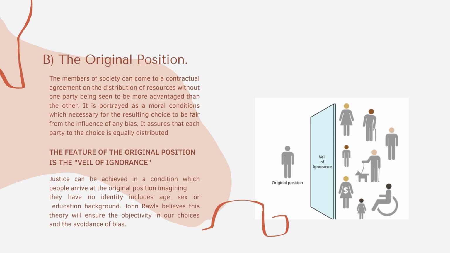Based on the diagram given, justice can be achieved in a condition in which people arrive at the original position imagining they have no identity regarding age, sex, or ethnicity, even education or other characteristics, because no one would know until the veil was lifted whether they were male, female, rich or poor. John Rawls hoped this justice theory would provide a minimum guarantee of rights and liberties for everyone, because no one would know until the veil was lifted.